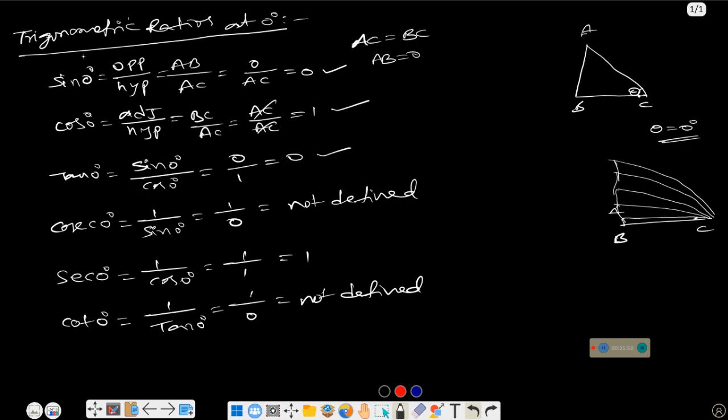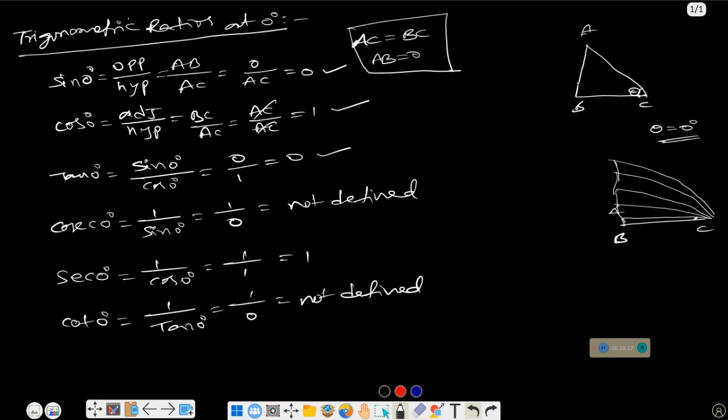Understood now this one? How you can find out the trigonometric ratios at 0 degrees. So it is a very important point, this too. The AC, the hypotenuse value, coincides with the BC value. Then the one side AB value becomes 0 because both coincide. So is it clear now?